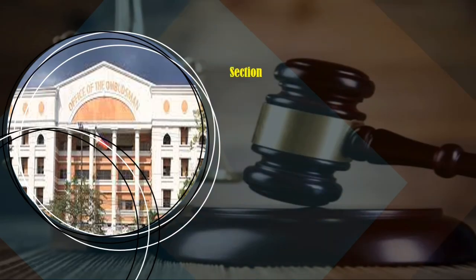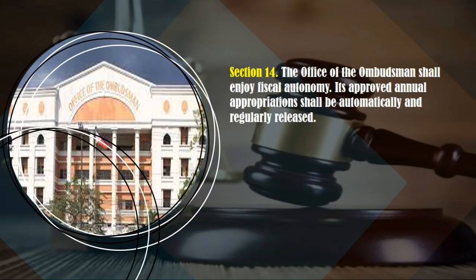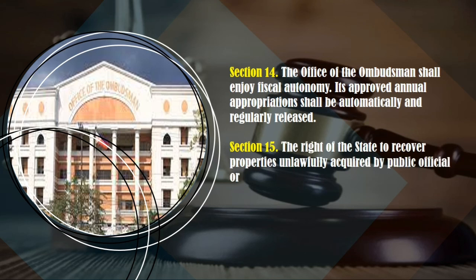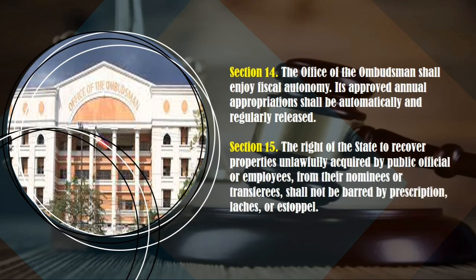The next, class, Section 14, provides that the Office of the Ombudsman shall enjoy fiscal autonomy, that its approved annual appropriation shall be automatically and regularly released. While Section 15 provides that the right of the state to recover properties unlawfully acquired by public officials or employees from their nominees or transferees shall not be barred by prescription, laches, or estoppel.